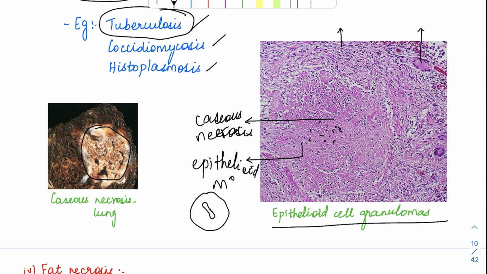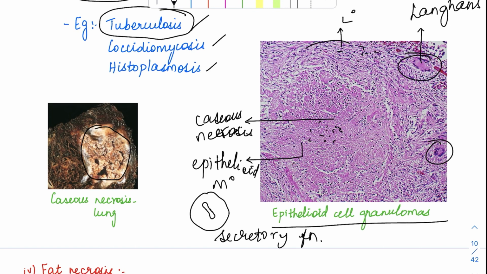The nucleus appears slipper shaped because their function is secretory. They secrete lots of cytokines and interleukins. So secretory function is there for these epithelioid macrophages. These are nothing but modified macrophages which we see in these granulomas. Then surrounding that, you have a collar of lymphocytes, which are these small dark blue colored cells. Apart from that, you see giant cells called Langerhans giant cells.